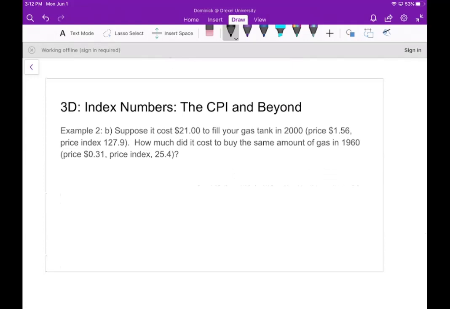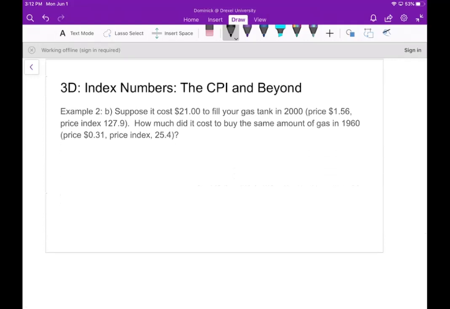Okay. Now in example 2, well, I guess this is part B. Suppose it costs $21 to fill your gas tank in 2000. Right. So we have the price of $1.56 and the price index is 127.9. Now we want to know how much did it cost to buy the same amount of gas in 1960, all right, where the price index is 25.4. All right, so now we have something that's a little bit different here because in this case, neither value is a reference value.